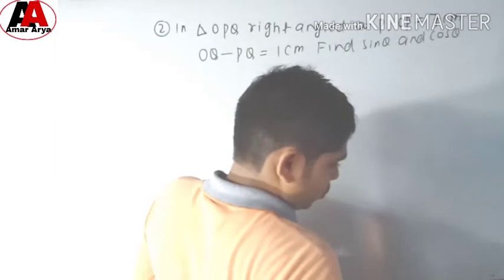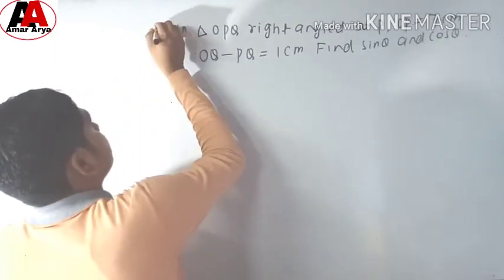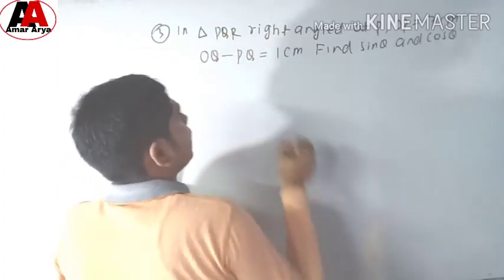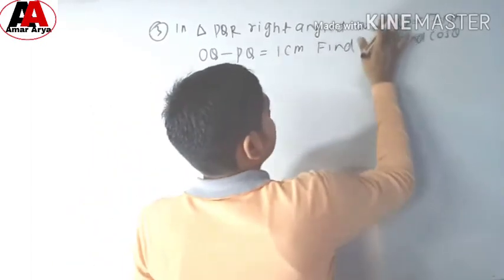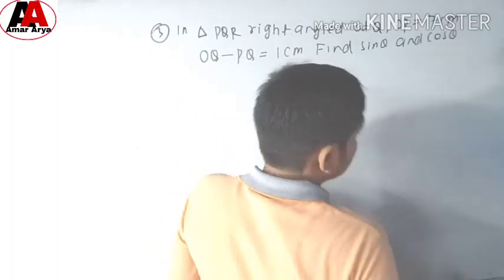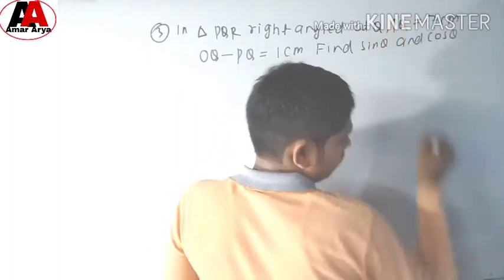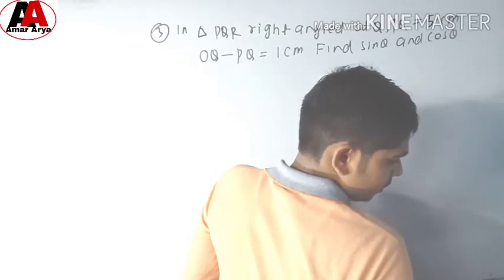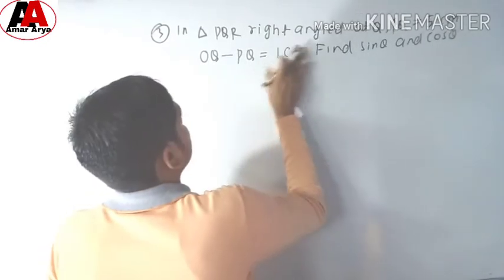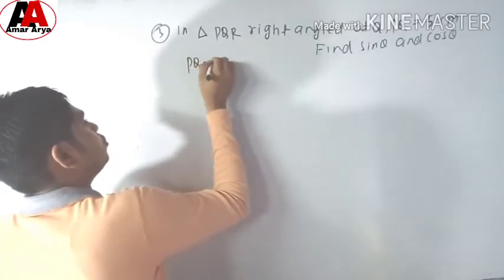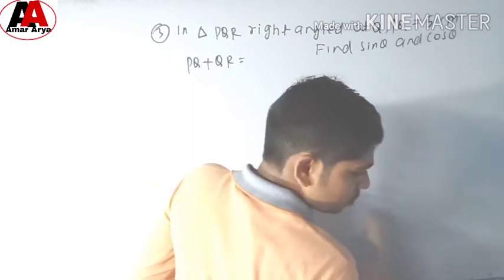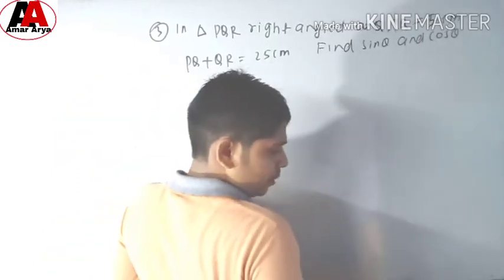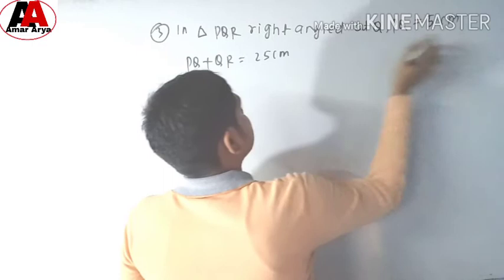Question number 3: In triangle PQR, right angle at Q, such that PQ equals 5 centimeter, and PQ plus QR equals 25 centimeter. Find sin P, cos P, tan P.